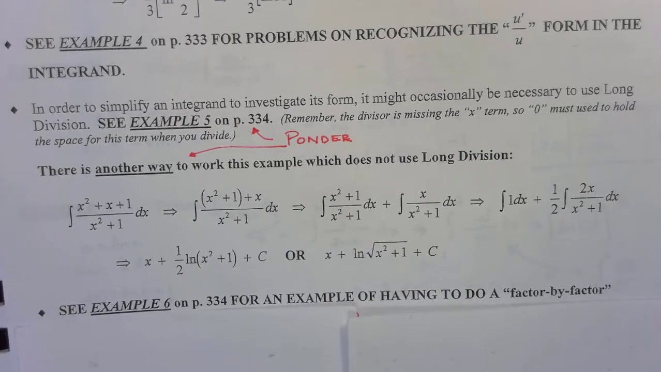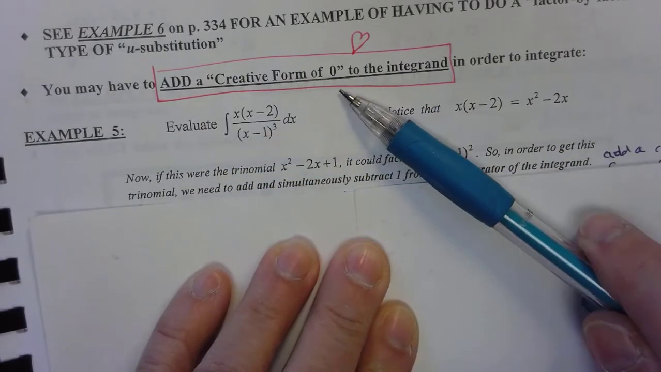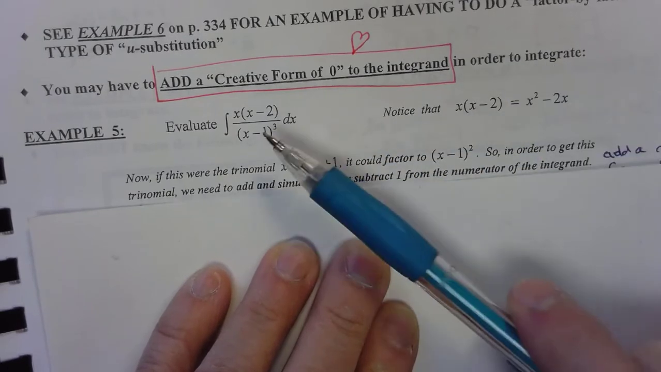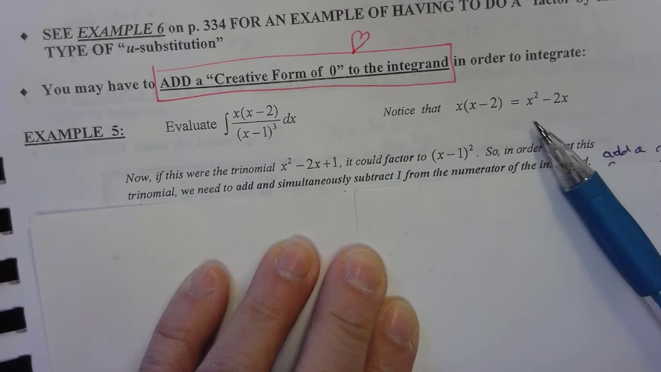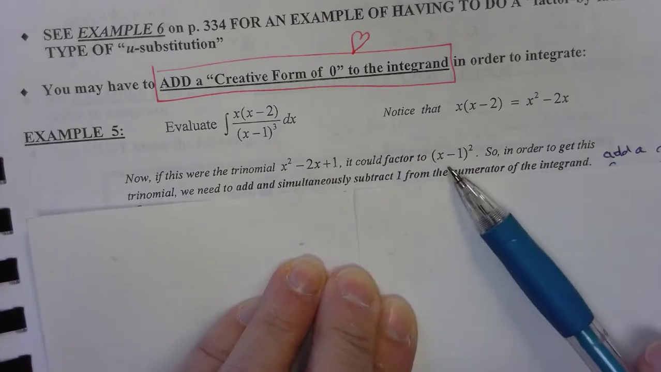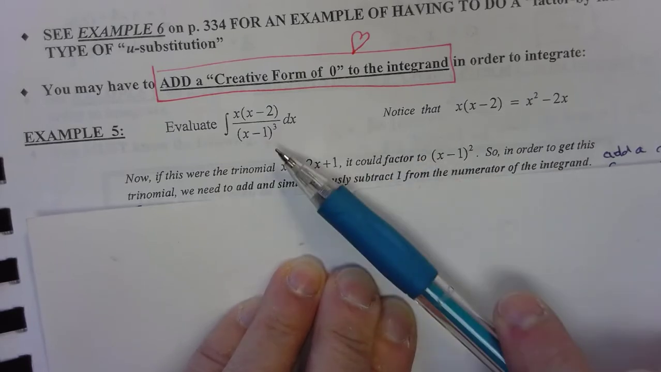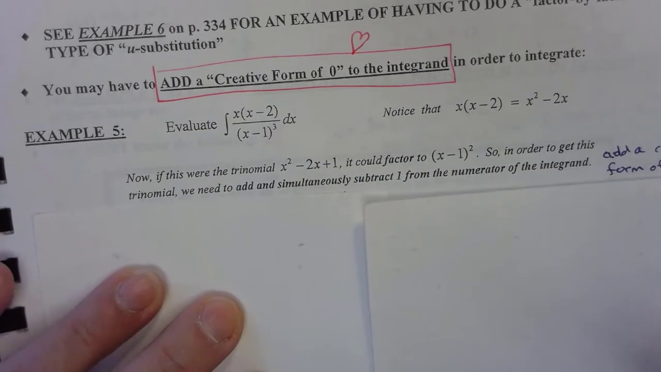Again, see example 6 on page 344 for an example of having to do a factor by factor type of u substitution. Sometimes you might have to add a creative form of 0 to the integrand in order to integrate. So let's look at this. If I multiply this, I get x squared minus 2x. Gee, if this were the perfect squared trinomial, x squared minus 2x plus 1, we could factor it to x minus 1 squared, which would really help with that denominator. So we are going to add a convenient form of 0 so that we get that.